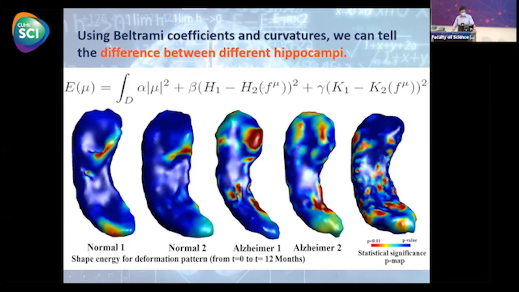Using the Beltrami coefficient and curvature information, we can effectively measure the regions where there are geometric deformations. Here the blue color means very small deformations, and the red color means very large deformations. These two are the hippocampus surfaces of two normal subjects, and you can see that the deformation is very tiny compared with Alzheimer's disease patients. We can use this information to help doctors understand the deformation patterns of the hippocampus surface and compare the deformation pattern between normal subjects and Alzheimer's disease patients.